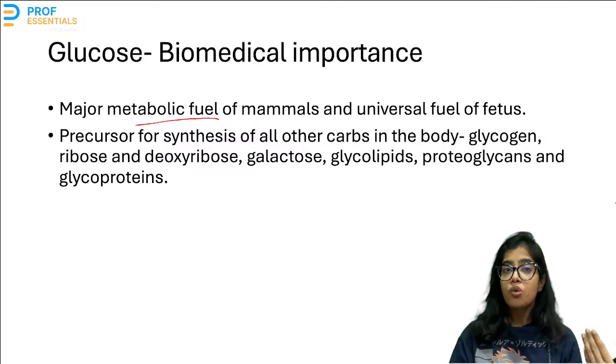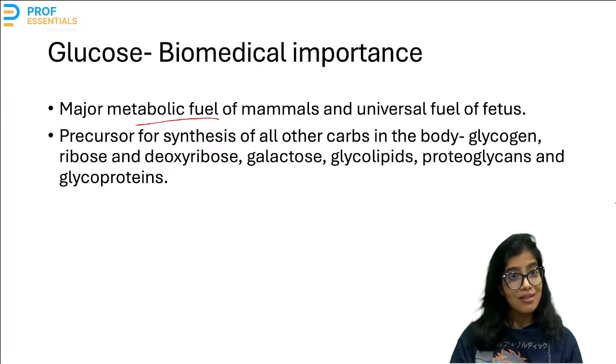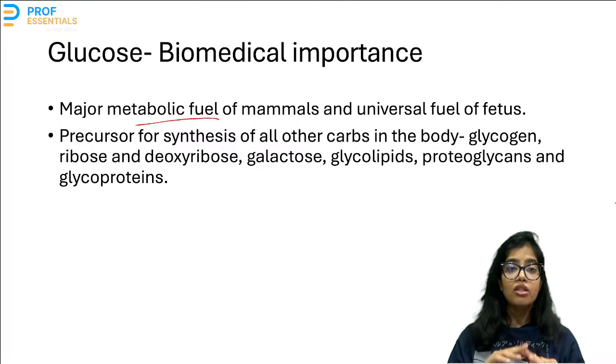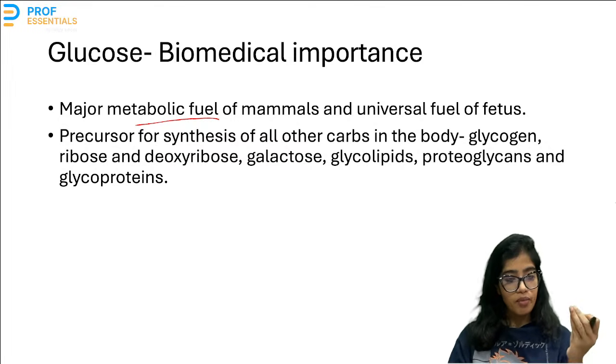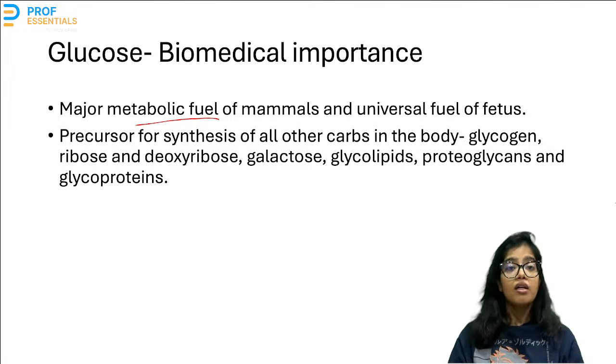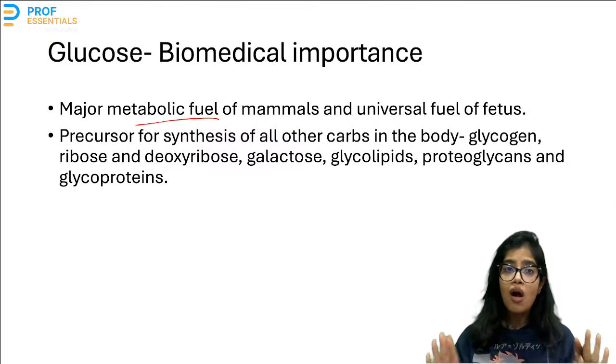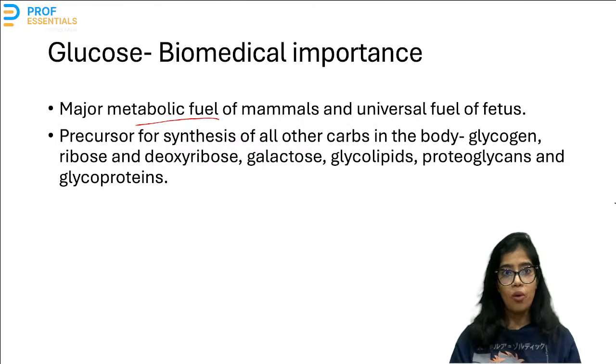Proteoglycans and glycoproteins form a large part of the glycosaminoglycans, and a lot of indicator molecules and carrier proteins. They are present on the surface of RBCs as well, to provide the basis of blood grouping, and the like. So glucose is extremely important, and it is the precursor for the synthesis of all other carbohydrates in our body.